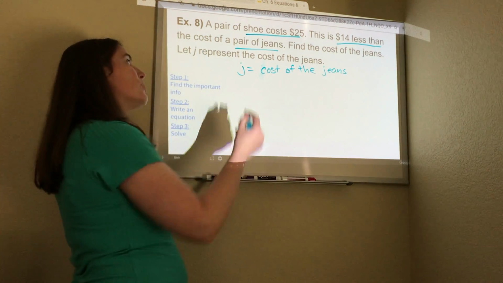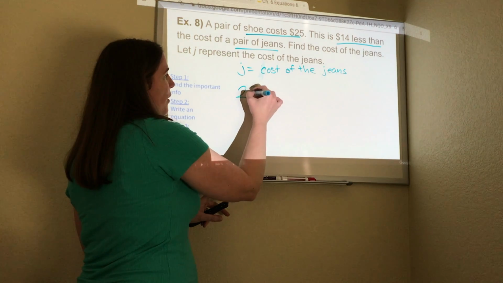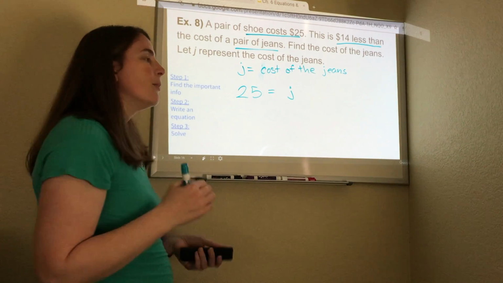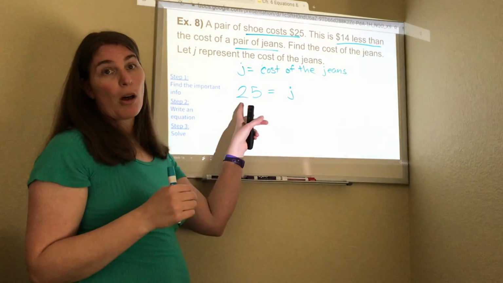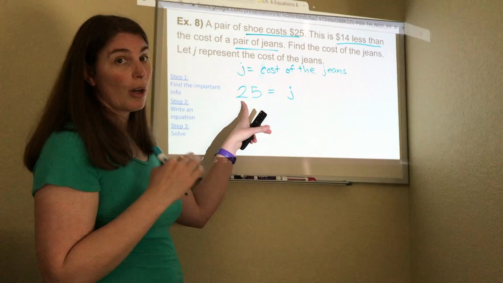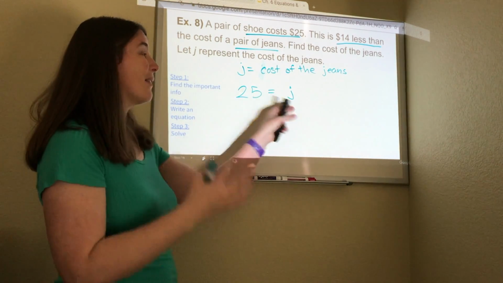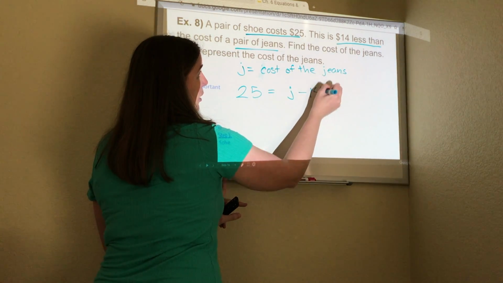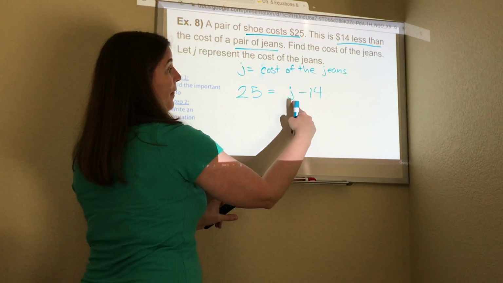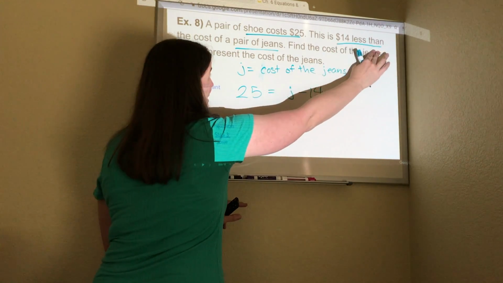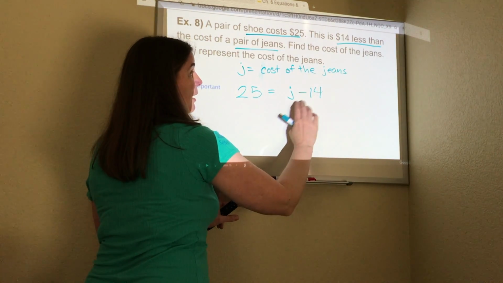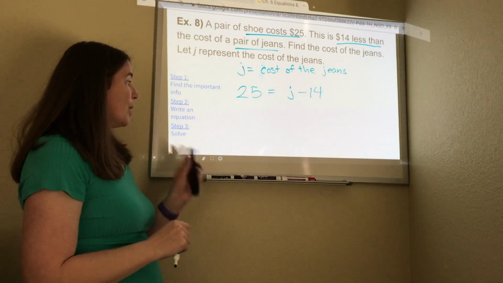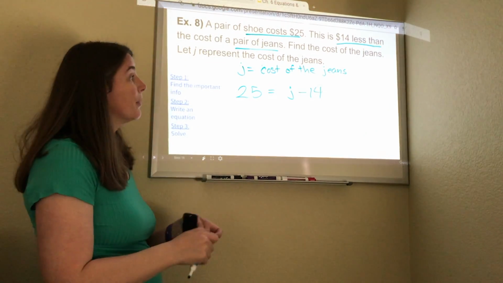Okay? So if I have my shoes, which is $25, equals my jeans, right? But remember that this is a smaller price. The $25 shoes are a little bit cheaper, so in order for them to be equal, I have to take away the $14, so it's 14 less than the jeans. See how it says 14 less than the pair of jeans. So I have 14 less than the jeans, okay? So now that I have my equation, I need to solve, okay?